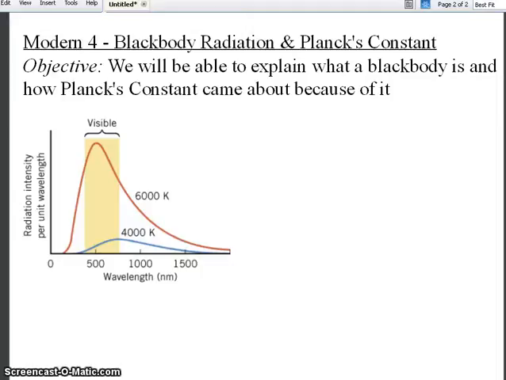Good morning, class, and welcome to this lesson on blackbody radiation and Planck's constant. Today, we will be able to explain what a blackbody is and how Planck's constant came about because of it.